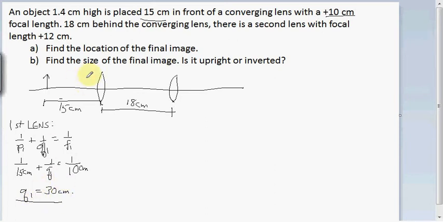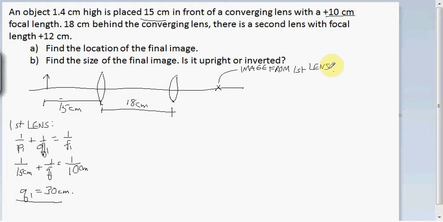So let's put that in my diagram. This is going to be the image formed by my first lens here. The fact that this is positive tells me that it's going to be on the right side of the lens, the far side of the lens from the original object, and it's going to be 30 centimeters away from the first lens. This is 18 centimeters here, so 30 centimeters away is going to be out here somewhere. So let me just put an X there. This is the image from the first lens.